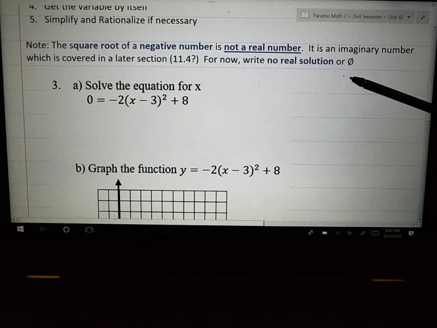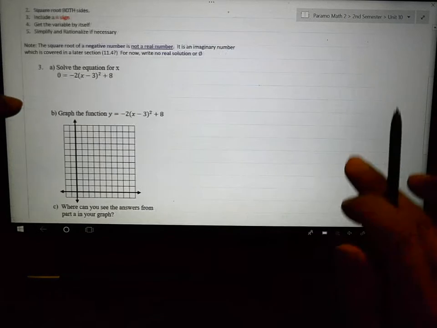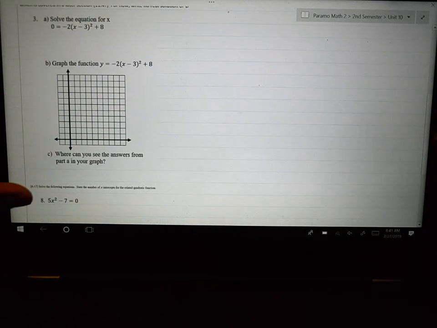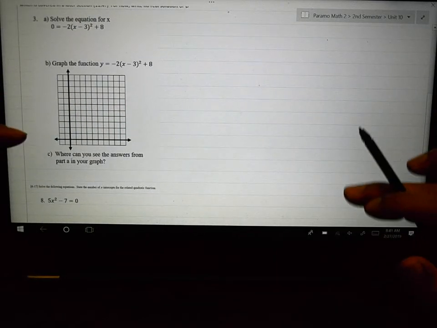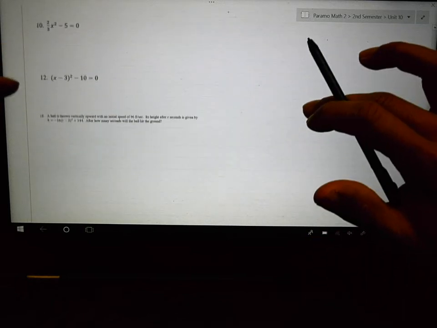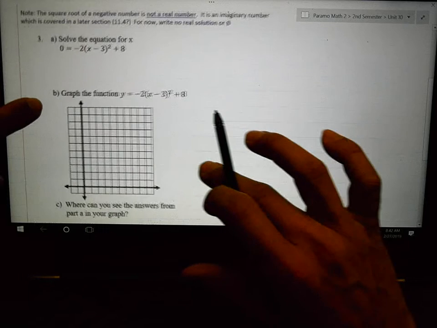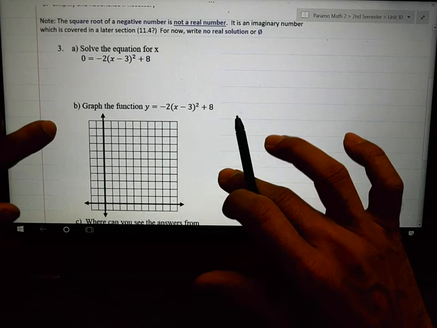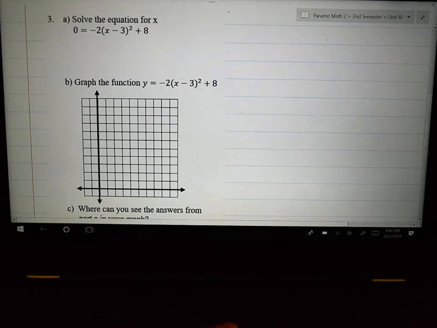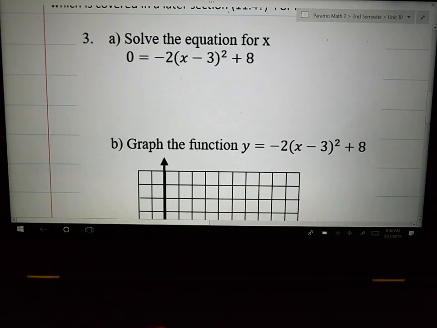Okay? So with that being said, you have the worksheets in front of you. I have number 3 chosen to do part A, B, and C. Then I have chosen 8, 10, 12, and 18. We're going to do those problems together. If you would like to do them with me, you are welcome to do so. So number 3, part A says, solve the equation for x. I want the x by itself.